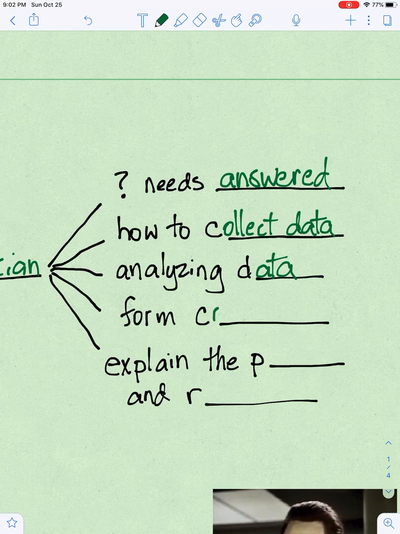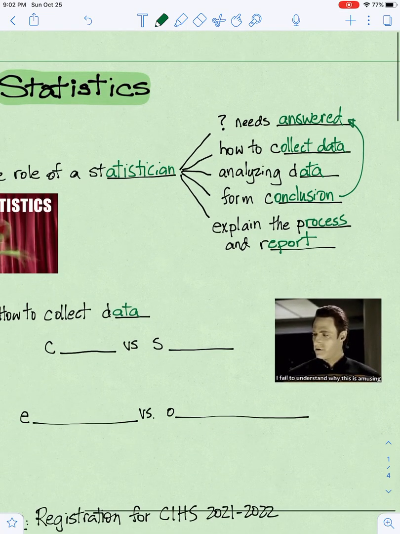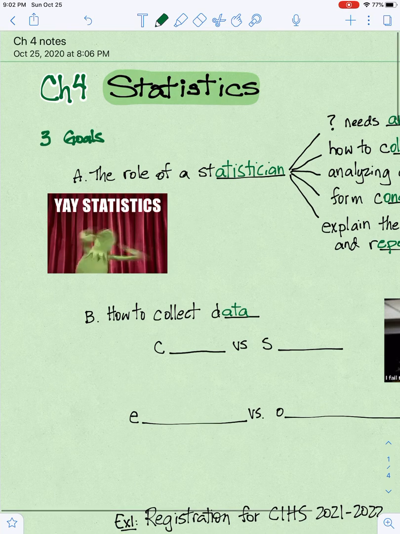Then we need to form some sort of conclusion, and this is specifically in reference to the question that we asked at the very beginning. We come to an answer, so to speak. And finally, we have to explain the process of going through that data, and we need to create some sort of report. In that report is usually something like, how confident are we of our conclusion that we got? So that is the role of the statistician.